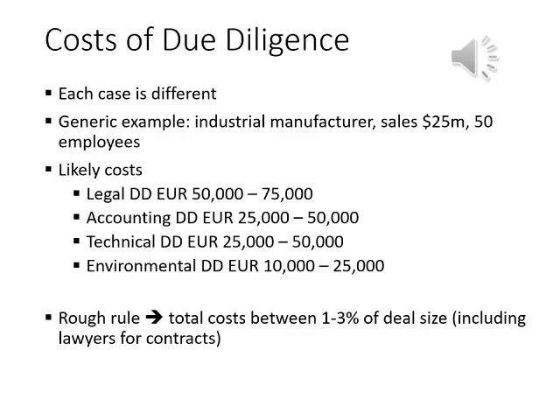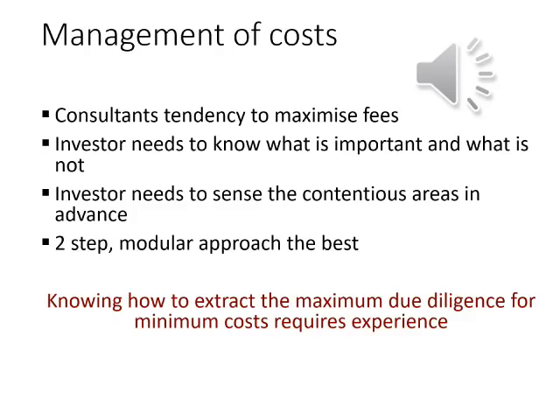Another rough rule of thumb that's used is to estimate the total costs at between 1 to 3% of the deal size. This includes also the contractual costs of drafting legal documents. The management of the cost of due diligence is also complicated sometimes. The consultants hired are usually paid on an hourly or daily basis, and their tendency is to try and maximize fees by proposing more work than may be strictly necessary. Therefore, the investor needs to understand the relative importance of the different parts of due diligence and sense what areas are the most difficult ones which need more in-depth analysis.